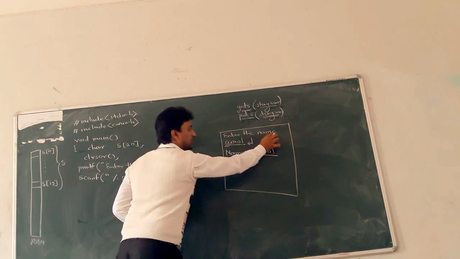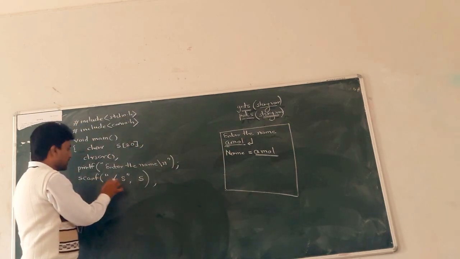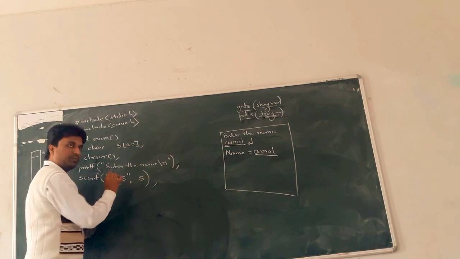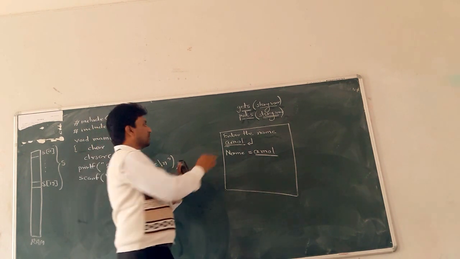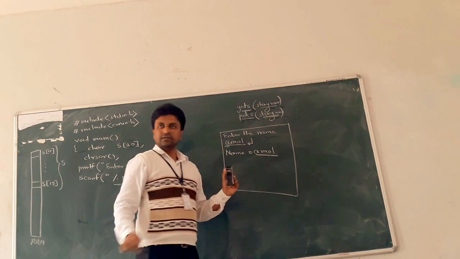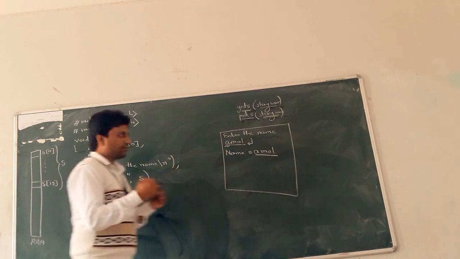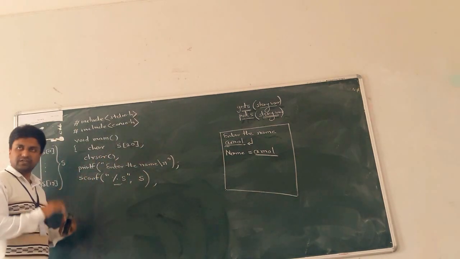So at runtime, first, "Enter the name" is displayed on the console. After that, the cursor goes to the next line. After that, for %s, the cursor is blinking. You have to type, suppose, Amol, and press enter. This is the enter sign. Press enter. After that, what happens? Display the name, whatever you have entered.